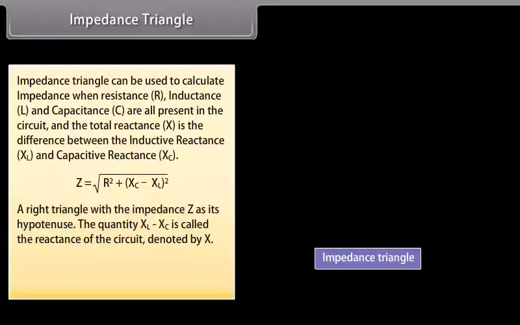In a right triangle with the impedance Z as its hypotenuse, the quantity XL minus XC is called the reactance of the circuit, denoted by X. Tan phi is equal to XC minus XL upon R.